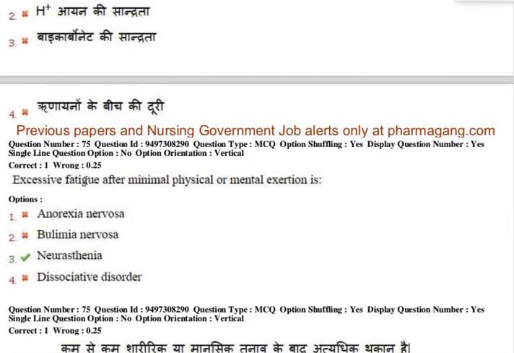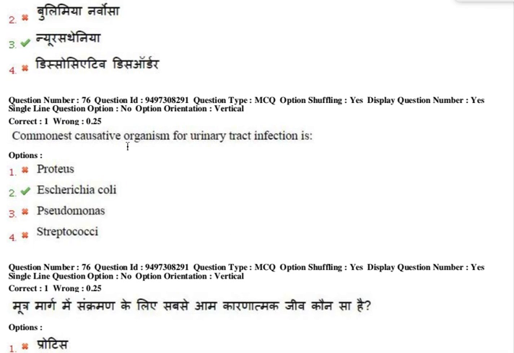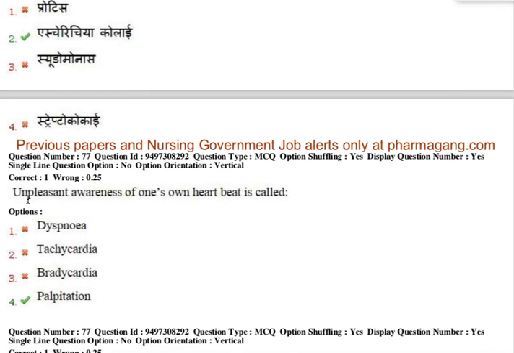Next question, question number 75. Excessive fatigue after minimal physical or mental exertion is... Correct answer is third, neurasthenia. Excessive fatigue after minimal physical or mental exertion is neurasthenia. Next question. The commonest causative organism for UTI, or urinary tract infection, is... Answer is second, Escherichia coli, or E. coli.